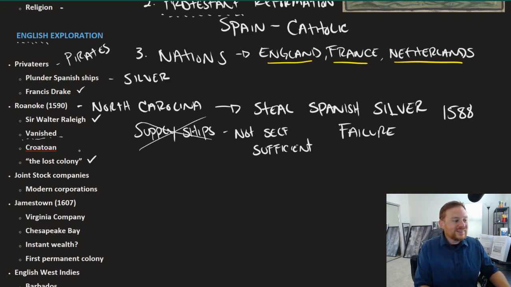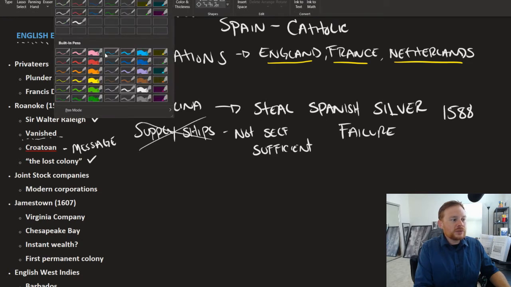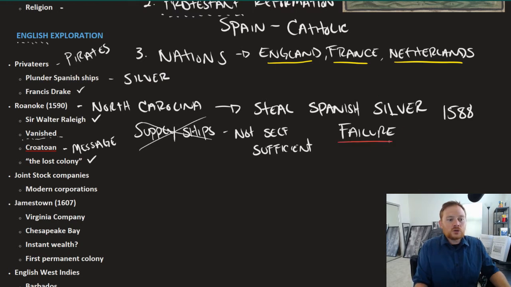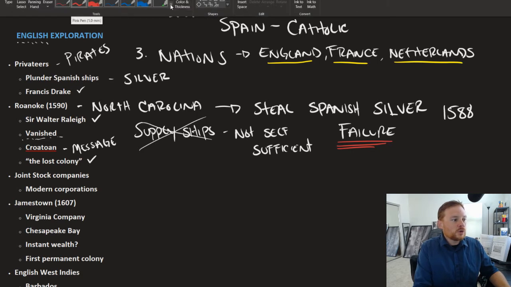The only clue that we have is this mysterious message that was carved into one of the trees that says Croatoan. So if we think about early English colonization, we think about Roanoke, the inability to be self-sufficient, supply ships being disrupted, ultimately resulting in a failure. The first effort by England to colonize the New World.